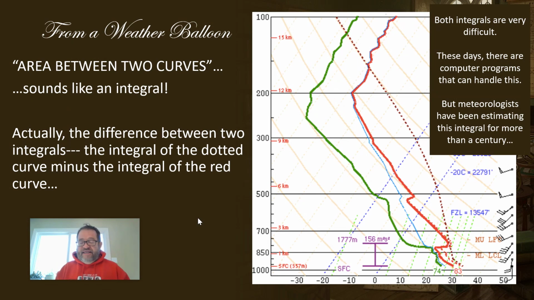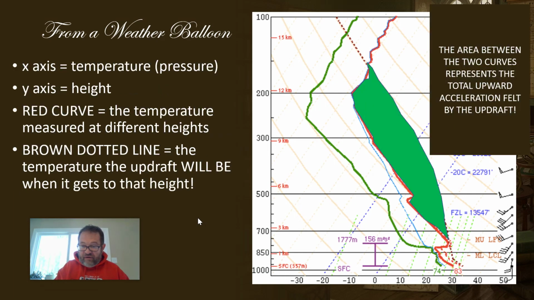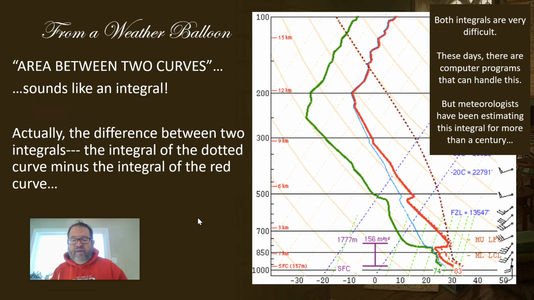And this quantity, that area between the two curves that was highlighted back here, that area is called CAPE. It's an acronym. It stands for Convective Available Potential Energy. CAPE is one of the most important things meteorologists have to be able to work with to figure out the chances and strength of thunderstorms. We've been doing that for well over a century now.